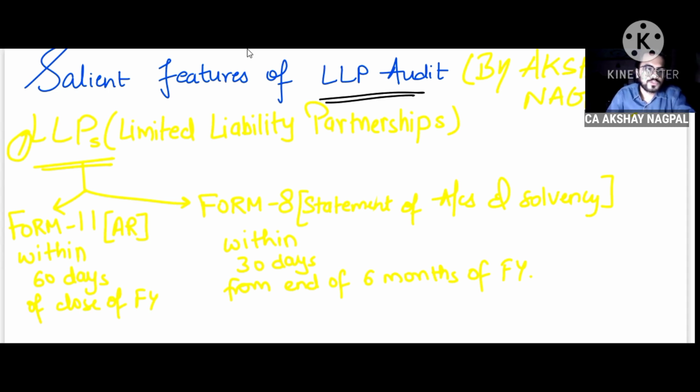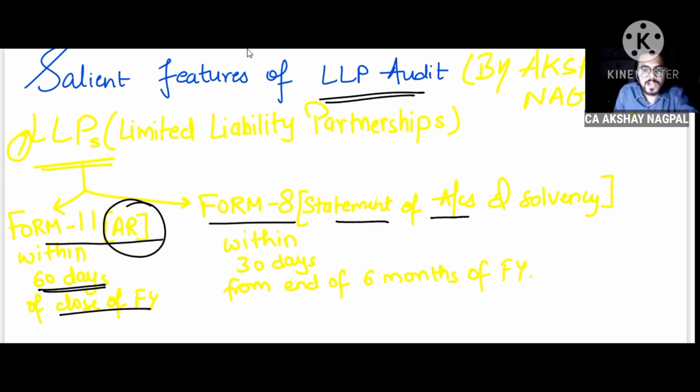Let's begin. The first point is about the two forms that are required to be submitted by the LLP to the registrar. The first form is Form number 11, that is the annual return, which needs to be submitted within 60 days from the close of the financial year. The second form is Form number 8, which is the statement of accounts and solvency. An LLP needs to submit a statement of accounts and solvency. Solvency, why? Because they need to prove to the registrar that they are very much solvent. This needs to be submitted within 30 days from the end of 6 months of the financial year.